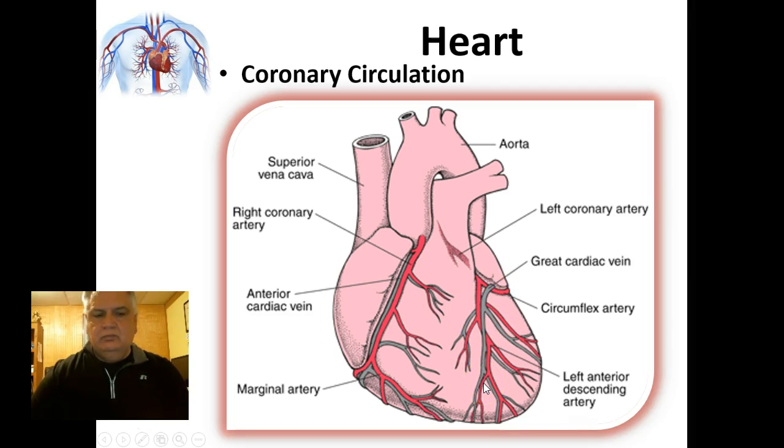And again, there are many more coronary blood vessels than these, but just to give you a basic sense of how things are going on. Now, what's going to happen is this anterior cardiac vein and great cardiac vein are going to go around the heart, and they're going to return blood to the coronary sinus and eventually into the right atrium of the heart. Okay.